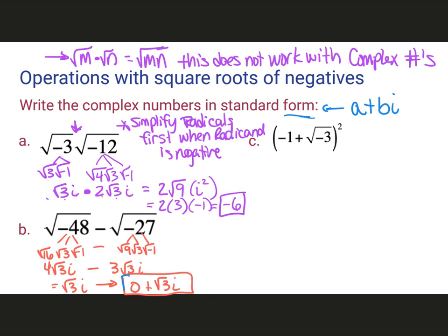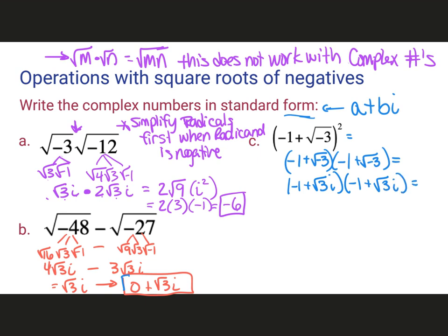All right, so then part C, we're going to rewrite as negative 1 plus root negative 3 times itself. Because remember, when you square a binomial, it means multiply it times itself. Okay, and so before we simplify any further or try to multiply these out, we have to simplify our radical and pull out the i first. So this becomes negative 1 plus root 3i times negative 1 plus root 3i. And now you can multiply the two binomials together.